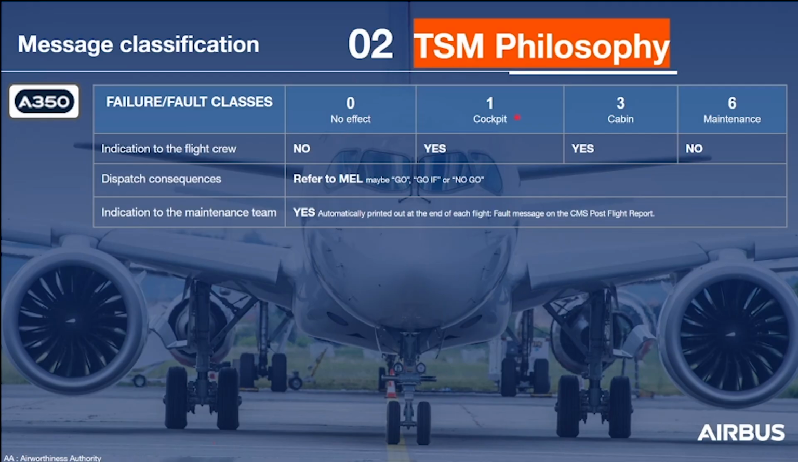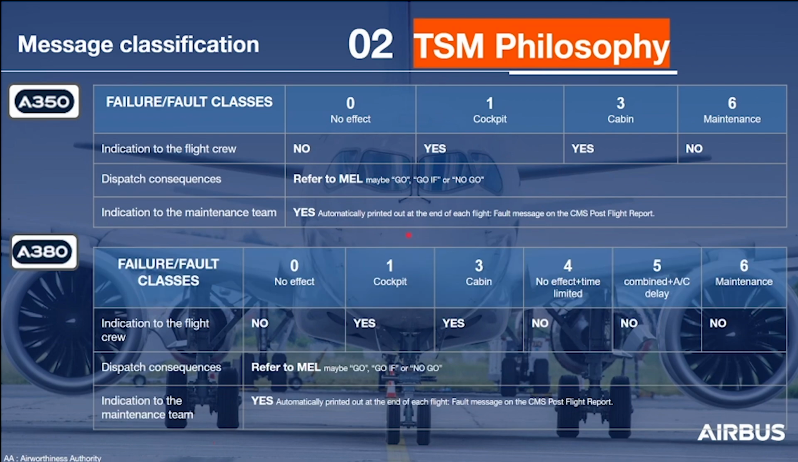Then we have class 1, all the maintenance messages that are associated with a cockpit effect. Class 3 is when maintenance messages are associated with a cabin effect. And class 6, when they are associated with a maintenance effect. For the indication to the flight crew, only class 1 and class 3 are shown to the flight crew. For the dispatch consequences, we need to refer to the MEL to check the dispatch status for all those classes. And for the indication to the maintenance team, all those message classes are posted under the PFR.